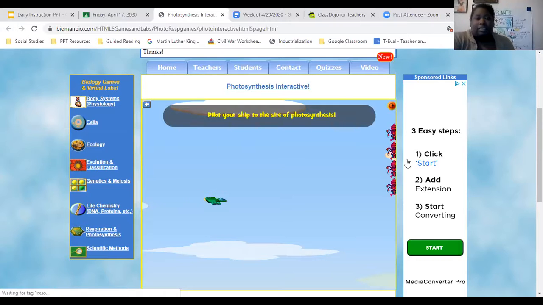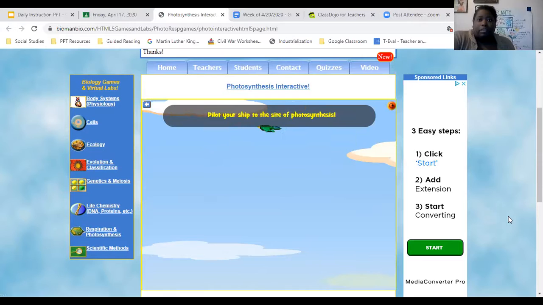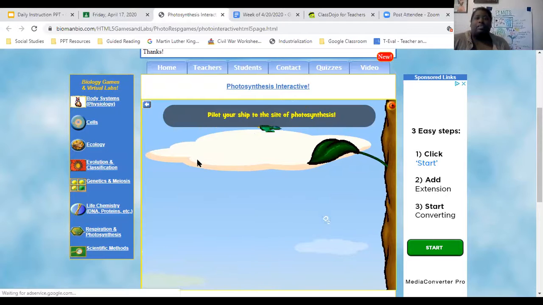All right, I'm shooting, and then I'm going to go all the way up and start shooting again, go all the way up some more, shooting again, and now I can move forward, going to the site of photosynthesis. All right, and so here at the leaf, there's a lot more that you can do on here, but this is what I want you to focus on.